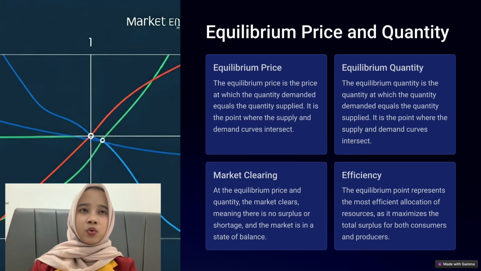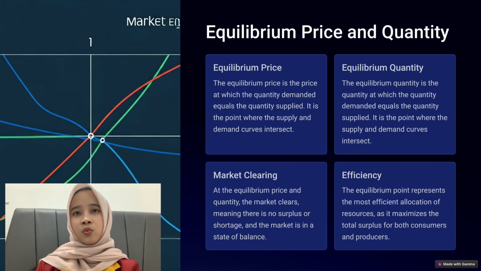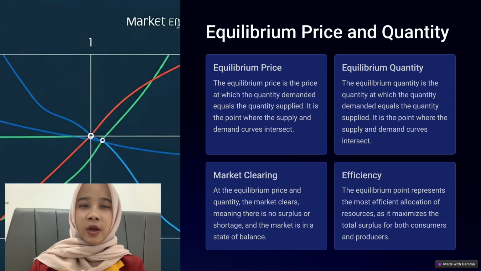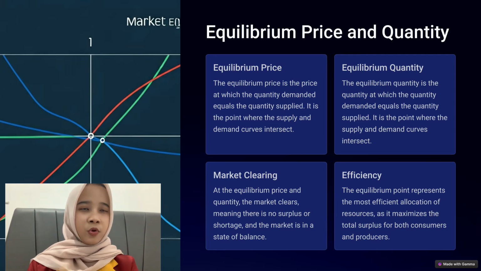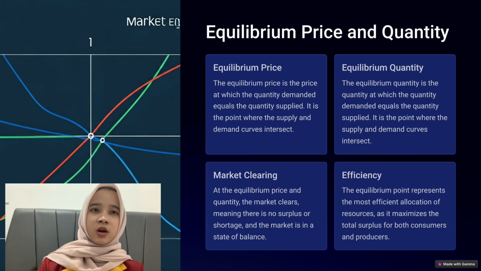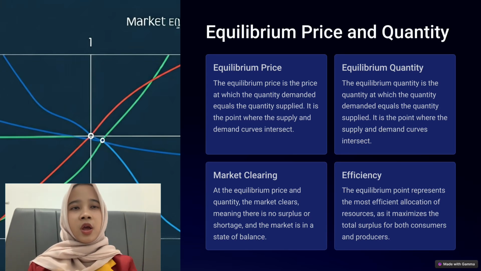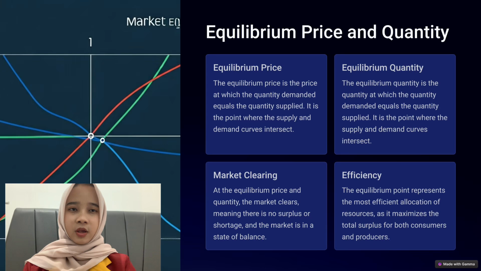Equilibrium price and quantity. Equilibrium price. The equilibrium price is the price at which the quantity demanded equals the quantity supplied. It is the point where the supply and demand curves intersect. Equilibrium quantity. The equilibrium quantity is the quantity at which the quantity demanded equals the quantity supplied. It is the point where the supply and demand curves intersect.